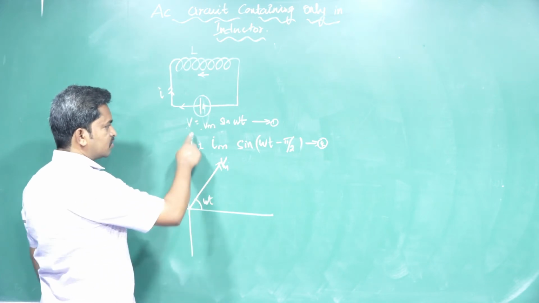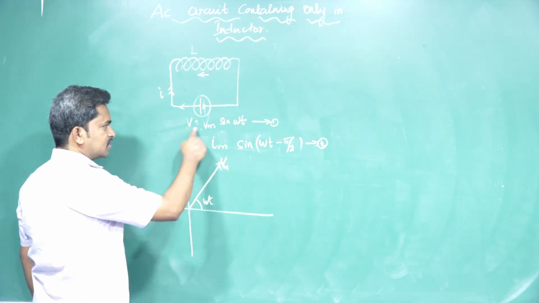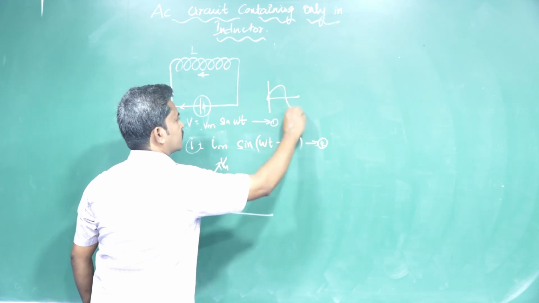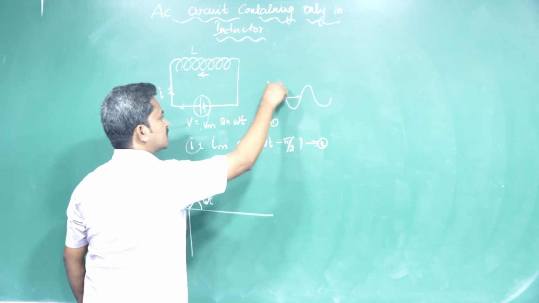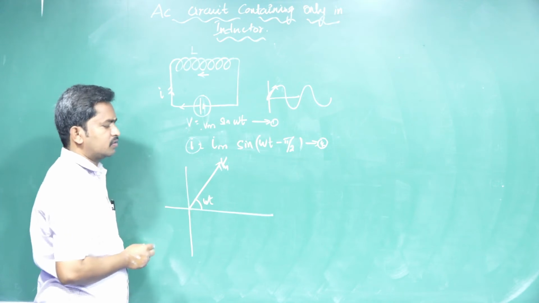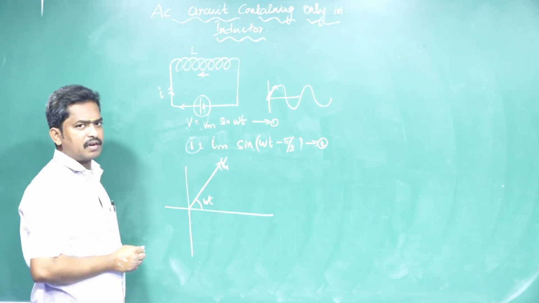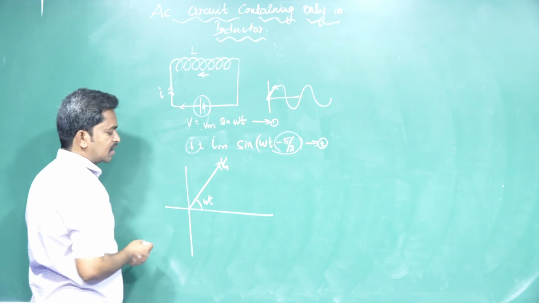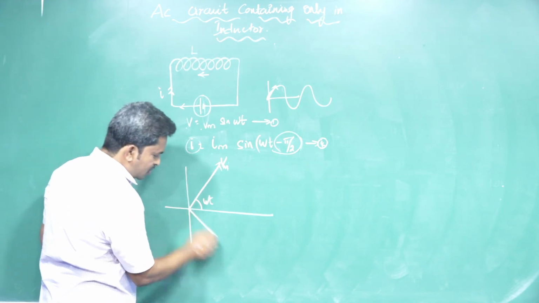Omega t value. These are the voltage equations. The voltage is variable, alternating current, in variable form. This equation is shown in the phasor diagram. But the I value is equal to Im sin omega t minus pi by 2, the lagging phase angle of pi by 2.